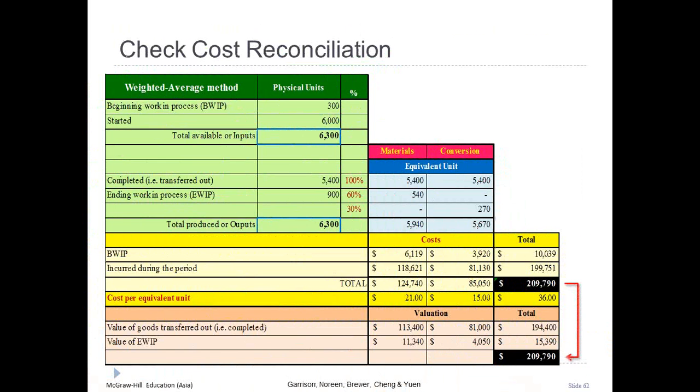So let's check the cost reconciliation. Total cost incurred from beginning work in process and incurred during period, amounting to $209,700, should match with the total valuation of inventories, which is the result of adding the value of goods transferred out and the value of ending work in process.